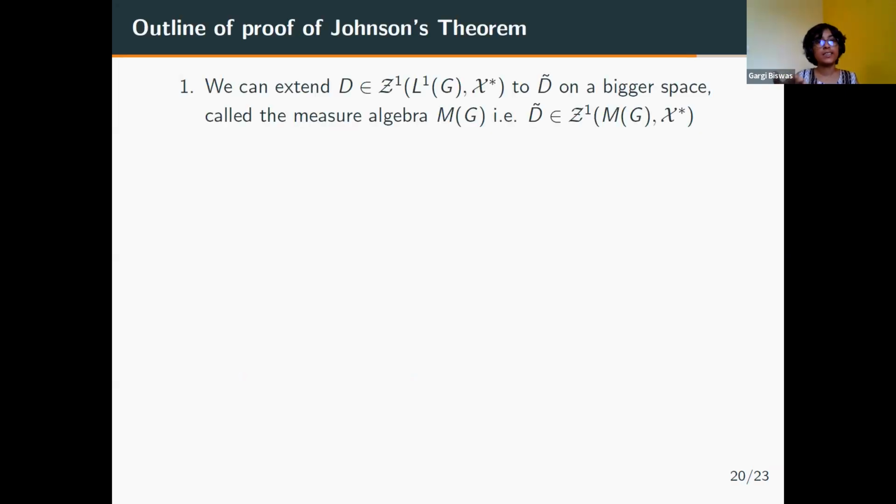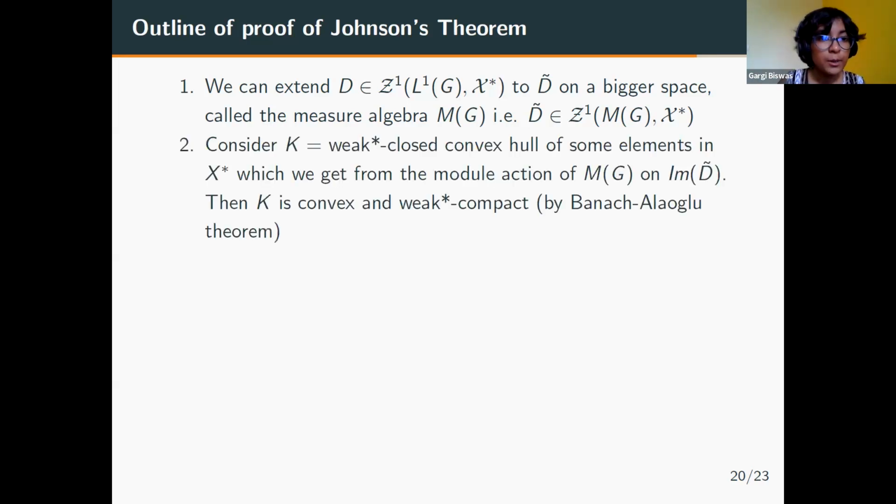And then we extend any derivation D from L1G to X star to a bigger space called the measure algebra MG. L1G is a subset of MG, so we can extend D to D tilde on MG, and this is also going to be a derivation on MG, and D tilde will be continuous with respect to the topologies on MG and X star and all of that.